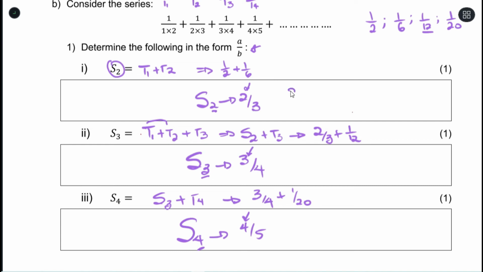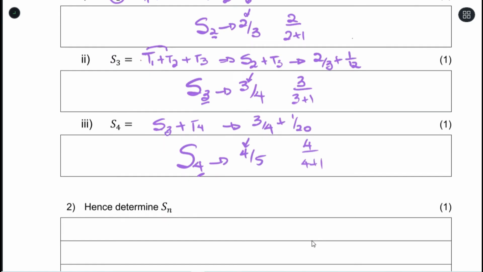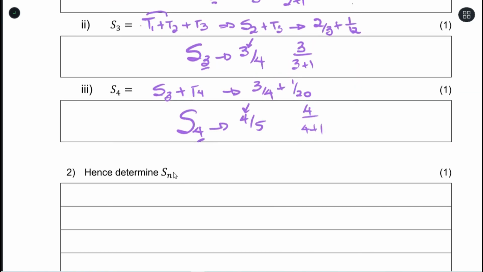So this is the same thing as saying 2 over 2 plus 1, the same thing as saying 3 over 3 plus 1, and also the same thing as saying 4 over 4 plus 1. So for this question, I could just say this is n over n plus 1, because I have n in my numerator and n plus 1 in my denominator. That's all.